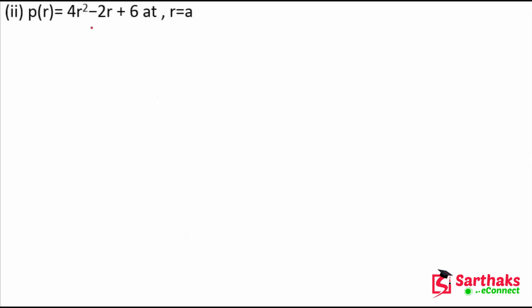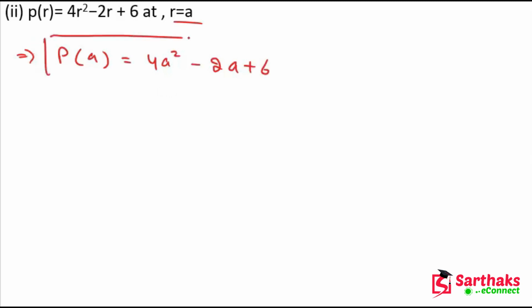Now the second part is to find p of r, which is equal to 4r square minus 2r plus 6 at r is equal to a. So p of a gives 4a square minus 2a plus 6. This is the required result. We cannot solve further. I hope you get this point.